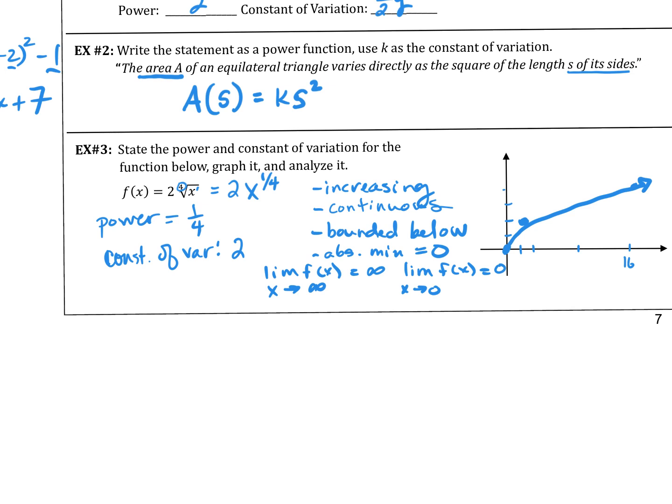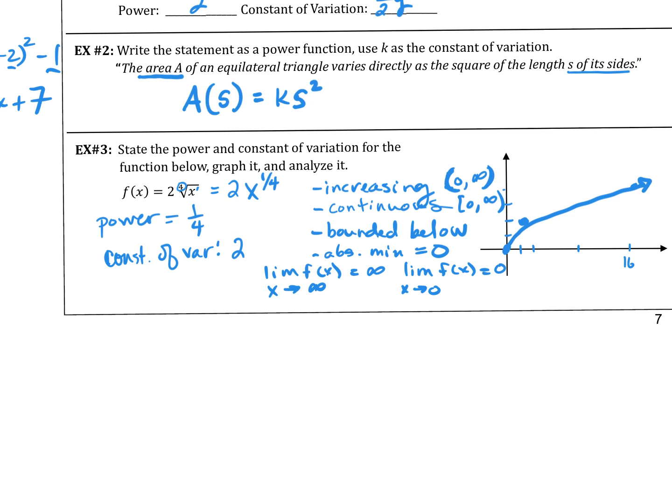We could say it's increasing on the interval. What interval is this thing increasing on? From where to where? Yes. So this thing is increasing from 0 to infinity, isn't it? We're just going to use, remember, if it's increasing, we use parentheses. It's continuous from 0 to infinity also, isn't it? And it is bounded below.